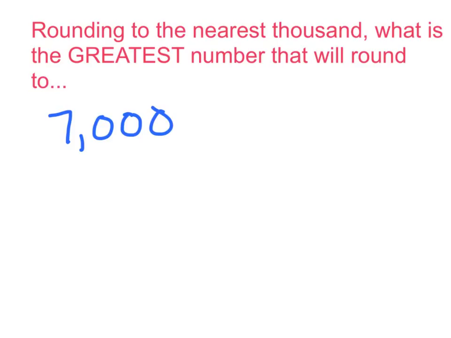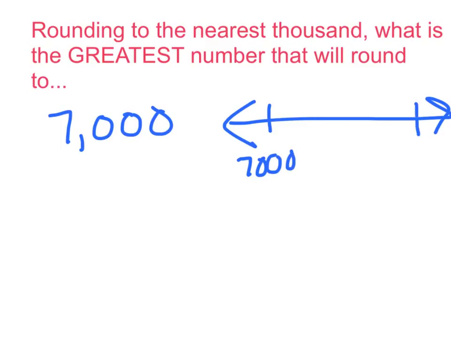No, we probably don't. We want to go greater than 7,000 if we think about a number line here. But we don't necessarily want to go all the way to 8,000 because that will be far too big. And remember, we're looking for the greatest number that will still round down. So it has to be less than 7,500 if it's going to round down. Okay, so we're going to start with 7,000 here.